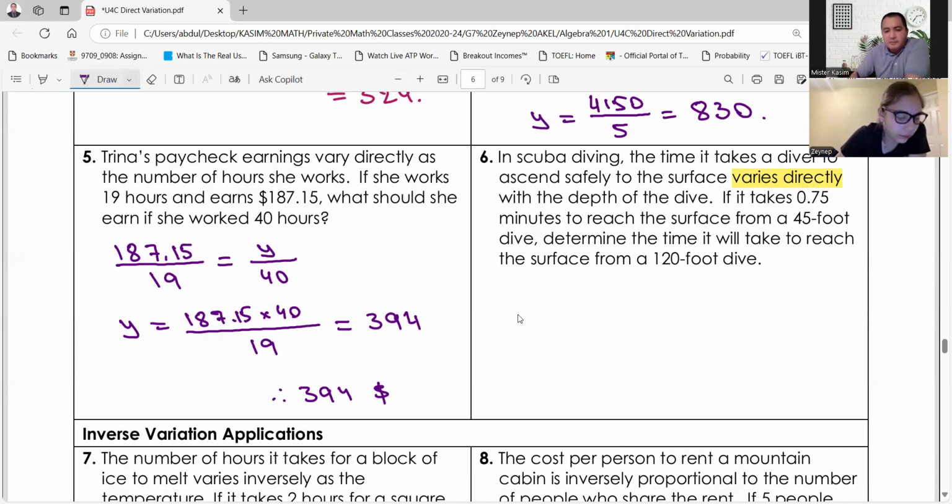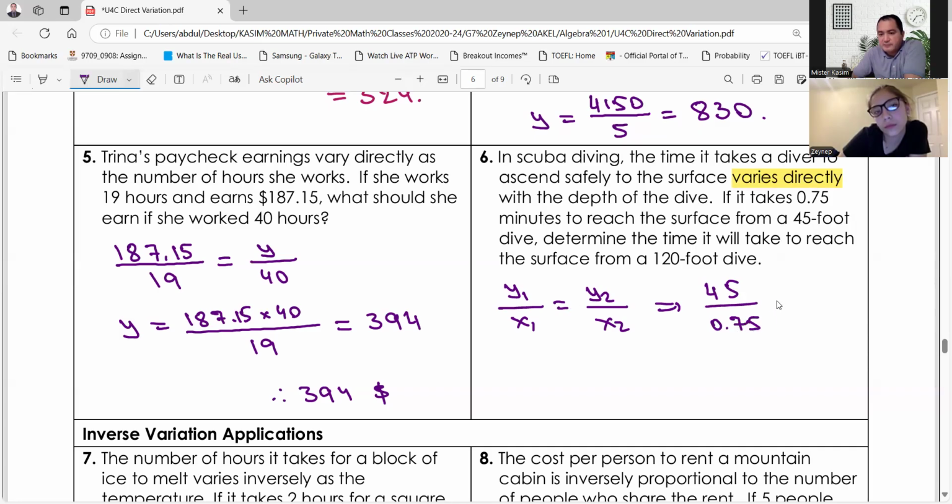So you can write here, let me write the equation once again, y1 over x1 equals y2 over x2, right? So y is depth. It is 45 feet in 0.75 minutes. And how about if it is a 120-foot dive? It takes how much time? I don't know. Let's say it is x.